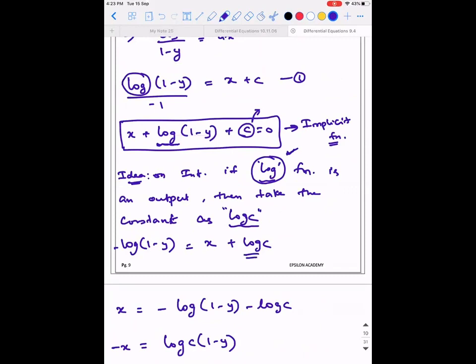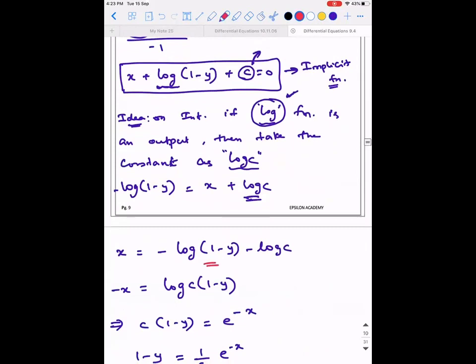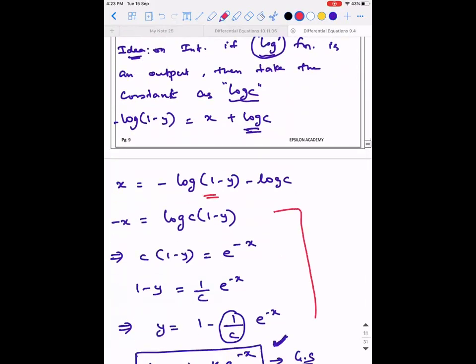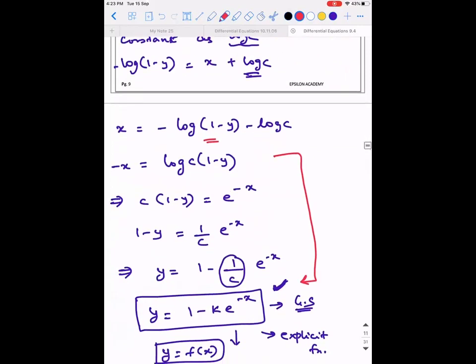Once you take it as log c, you can do the necessary rearrangements like how I did. Instead of c, I took it as log c. Then I rearranged the equation and got the final expression in the form y is equal to 1 minus k into e power minus x. Have they given it as 1 minus k into e power minus x or 1 plus k into e power minus x? Plus. Plus means they have taken minus 1 by c as k.